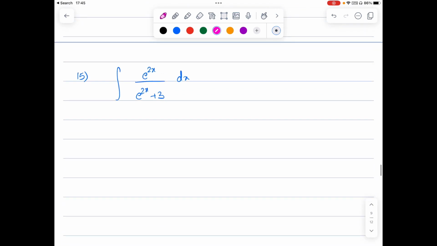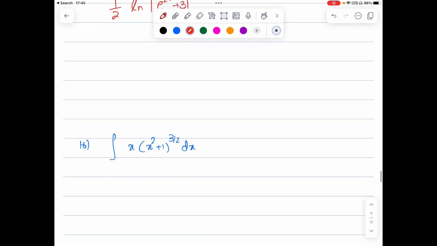Question number 15. Derivative of denominator should be present in numerator. Denominator is e power 2x plus 3. Its derivative is 2e power 2x. So multiply and divide by 2: 1 upon 2 ln e power 2x plus 3.